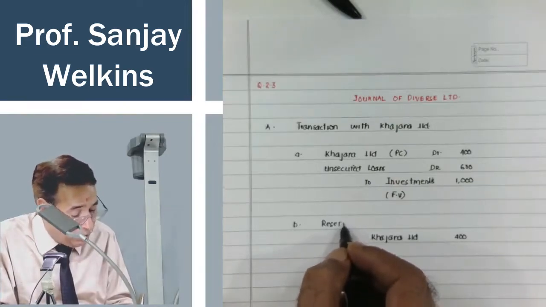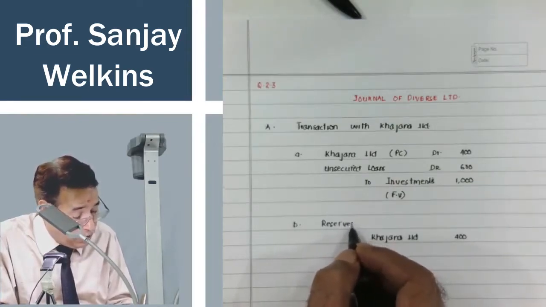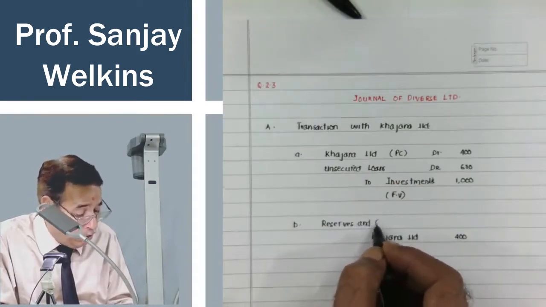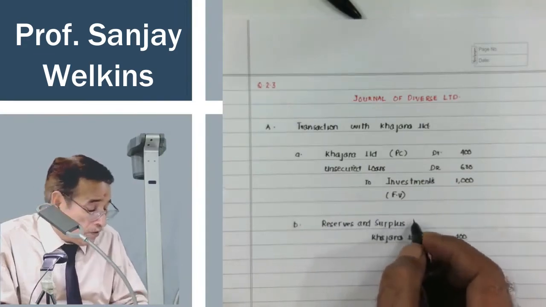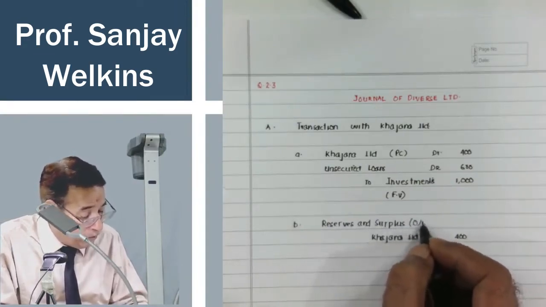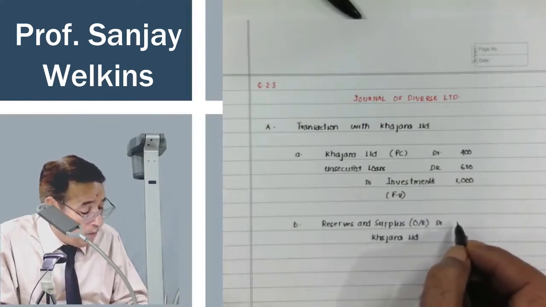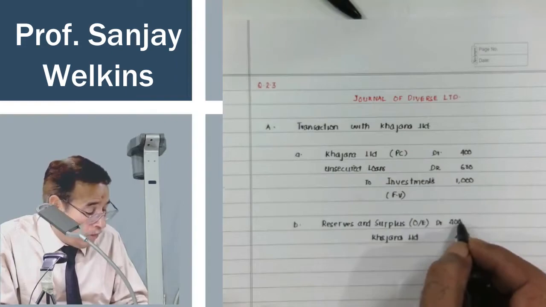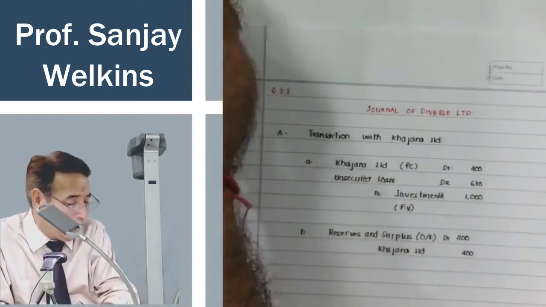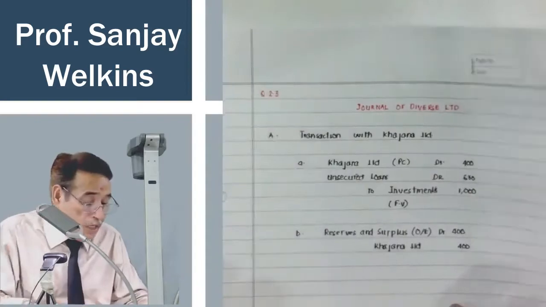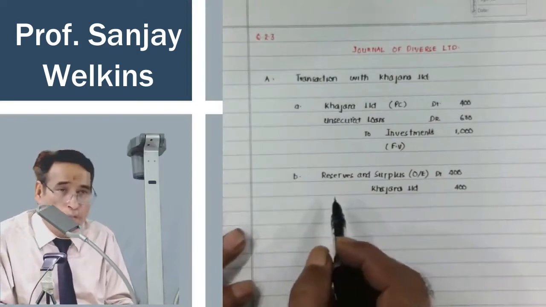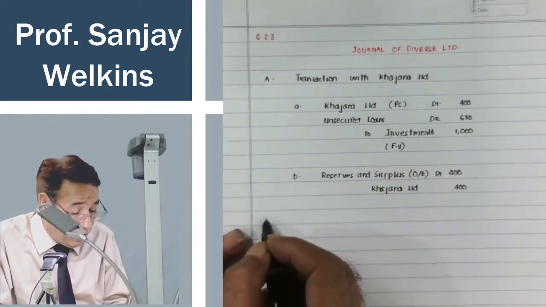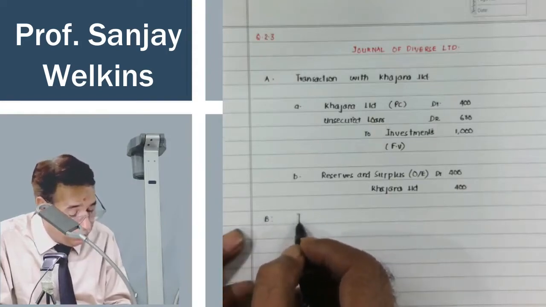In fact, you can write capital reserve also, reserves and surplus, or simply you can write other equity, whatever you may like to write. So it will be considered as a sort of loss because you are not receiving the amount. At the same time, you are crediting Khajana Limited. Correct? So these two entries will pass with respect to Khajana Limited. However, we will have to pass entries related with Sunrise Limited now.